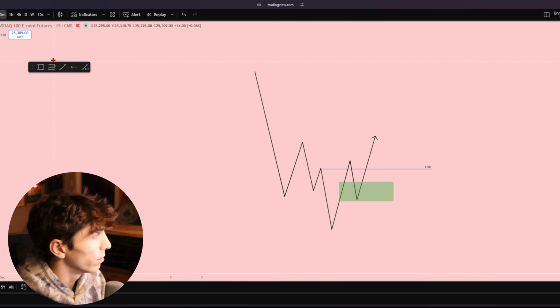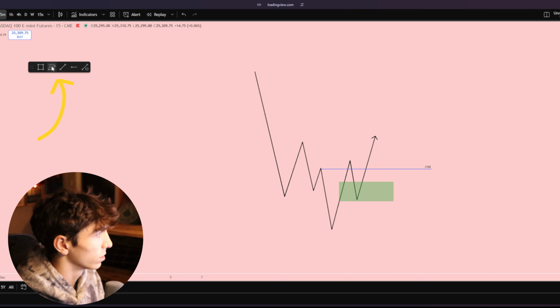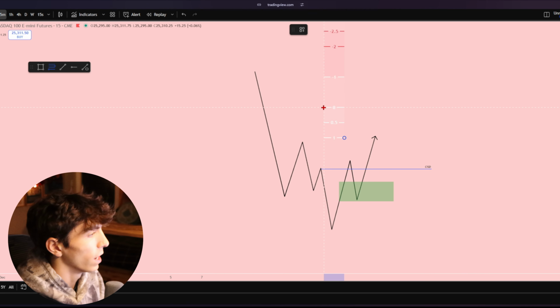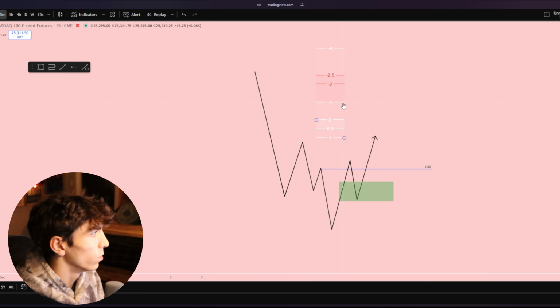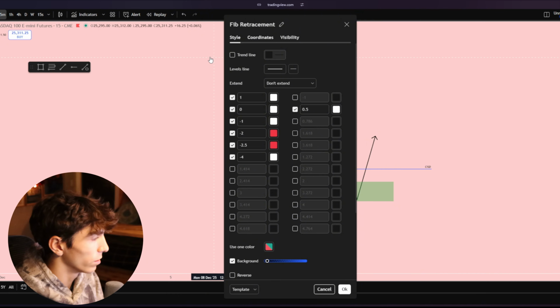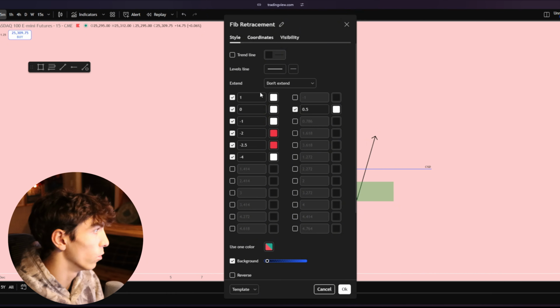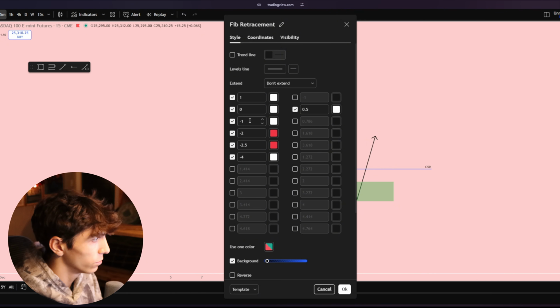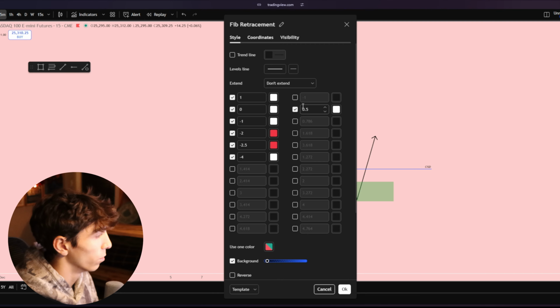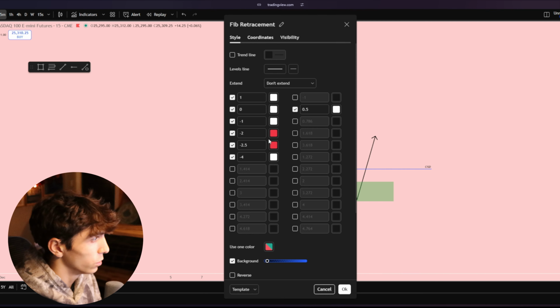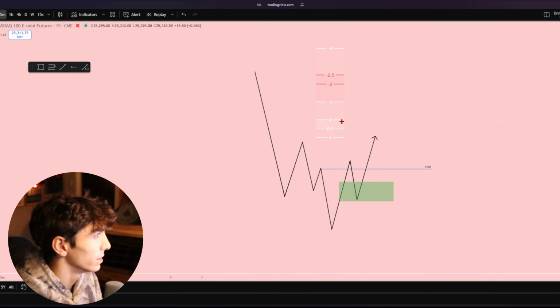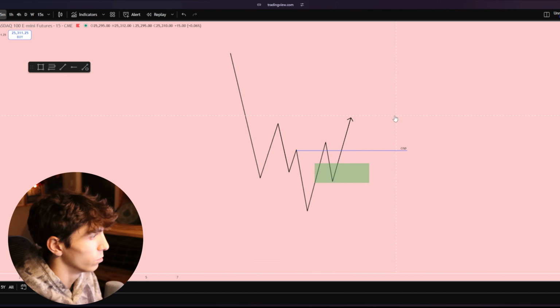Alrighty, so you want to go to the Fibonacci tool, which looks like that. I'm going to put out all these settings. So you have 1. Over here, I have it white and red colors. You have 1, 0, -1, -2, -2.5, -4, and also 0.5. I like to do -2 and -2.5 red because it shows me where price is and makes my eyes look at that area more than just the 2 white colors.